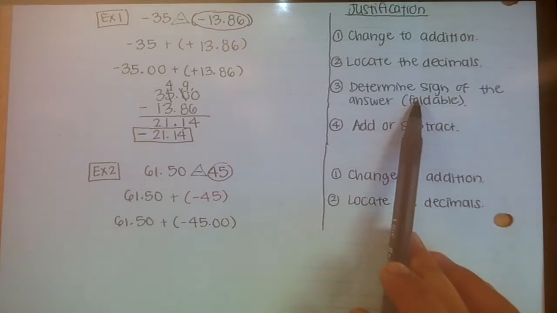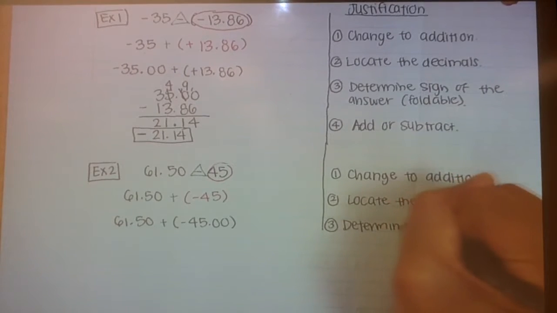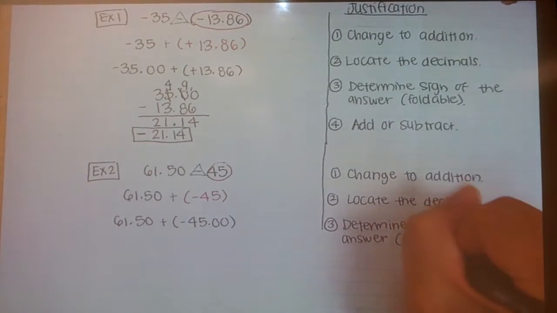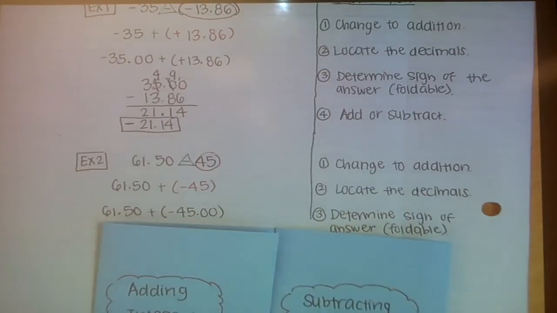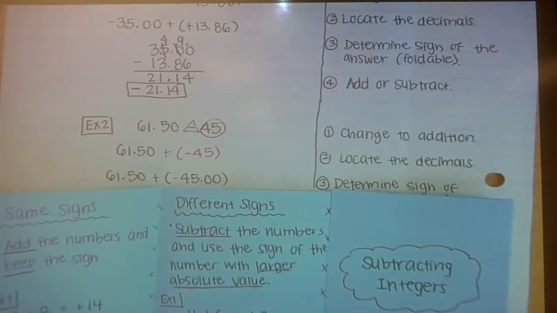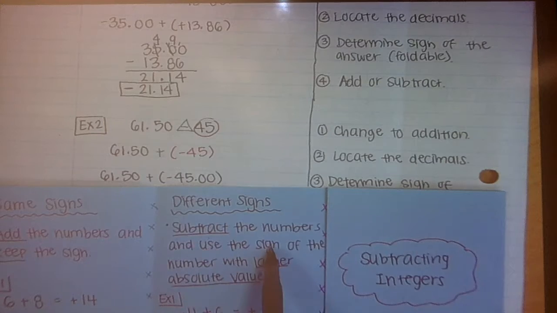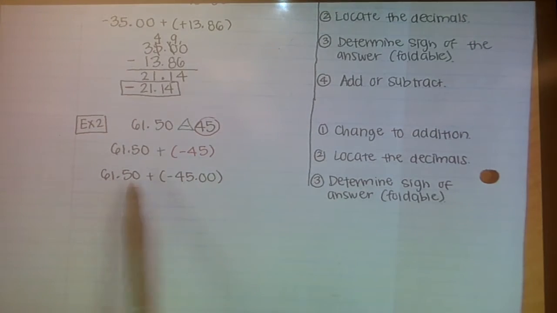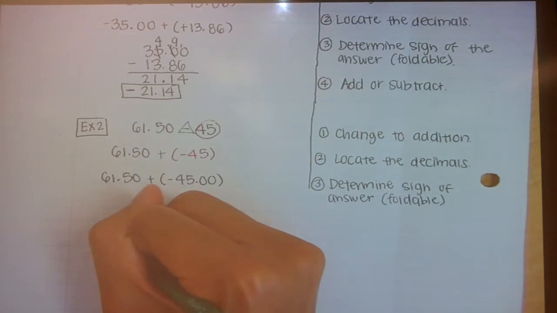Then we need to determine the sign of the answer using our foldable. So I'm looking at adding integers, and I have a positive 61 and a negative 45, so I'm looking at different signs. So I'm going to subtract the numbers and use the sign of the number with a larger absolute value. We have to see which one is further away from 0. That's the larger absolute value. We know 61.5 is further away, so our answer is going to end up being something positive this time.